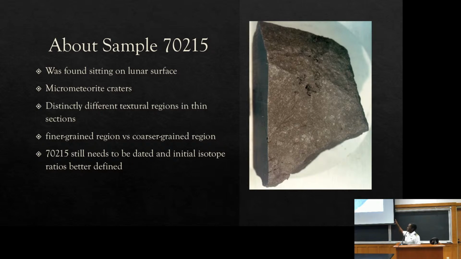There are also distinctly different textural regions on this moon rock, which pretty much means there was a difference of cooling that occurred when it was first cooling from lava. This is further seen in observing the finer grained versus the coarser grained regions, which is just a difference of cooling that occurred on the rock itself. And finally, this rock is yet to be correctly dated. We still need to do initial isotope ratios to better understand how old the rock itself is.